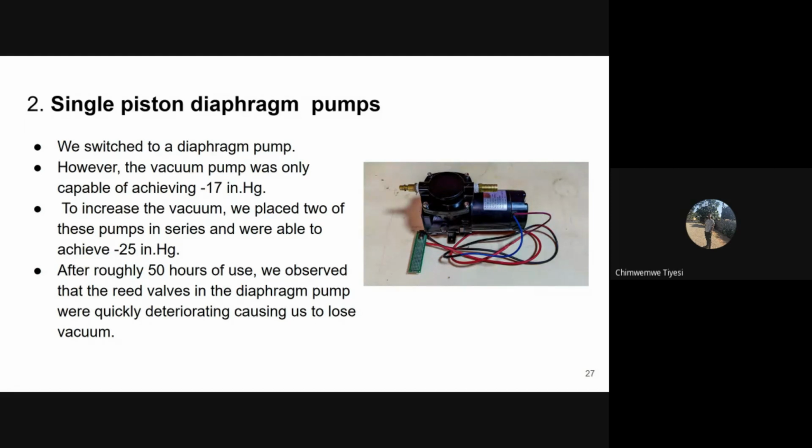Another thing we noted was that after 50 hours of use, we observed that the reed valves in the diaphragm pumps were quickly deteriorating, and it was causing us to lose vacuum. So we had to look for an alternative that would be reliable.